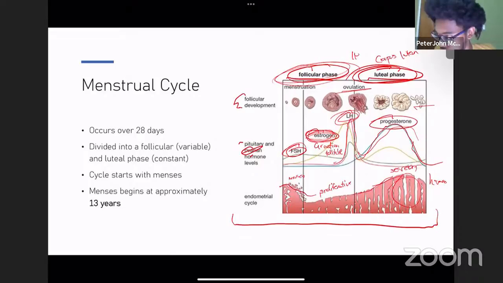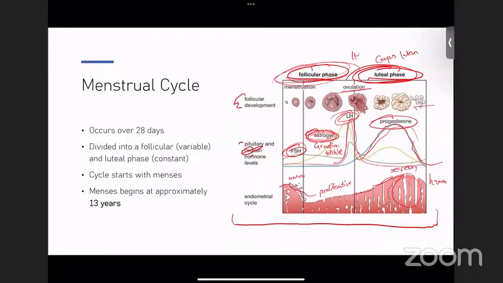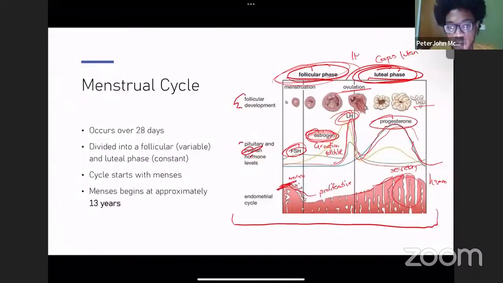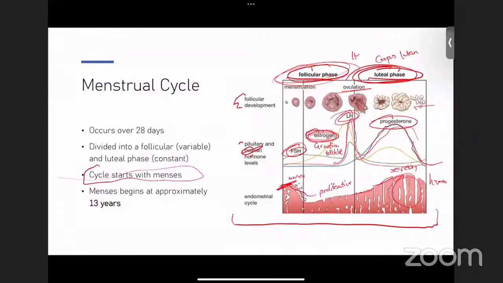Pituitary gland secretes FSH, which is a hormone which stimulates the growth of the Graafian follicle. Stop for a second. What does the menstrual cycle start with? A surge in estrogen. Starts with menstruation. It does. I thought it ended with menstruation. No, the cycle starts with menses. So the uterus lining from the previous cycle sheds, disintegrates, and is lost through the vagina.